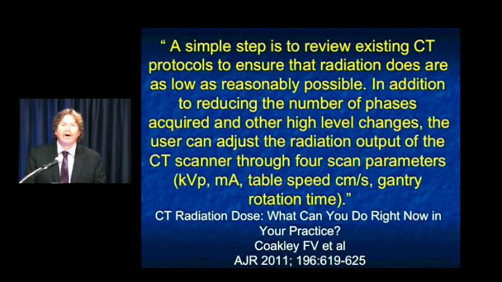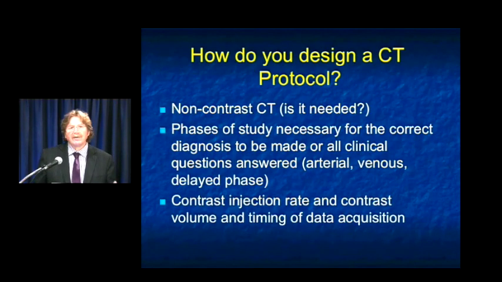A good article on this whole issue from Coakley, who's now up in Oregon, spoke about the number of things you need to do to make sure your dose is as low as reasonably possible. Again, thinking about your protocols, thinking about the number of phases you do, making certain that the radiation that you choose for your scans, whether it's KVP, MA, table speed, gantry rotation time, is really optimized to get the best study at the lowest dose. So that brings you to the point, how do you design a CT protocol? And that's something that you constantly need to be doing.